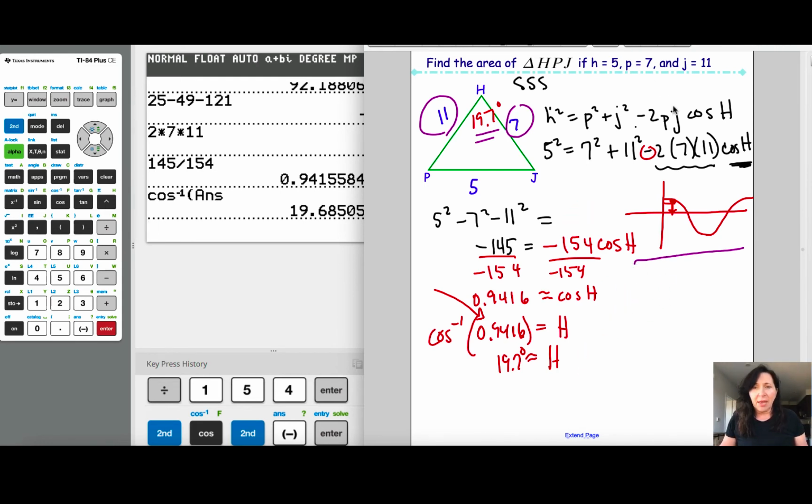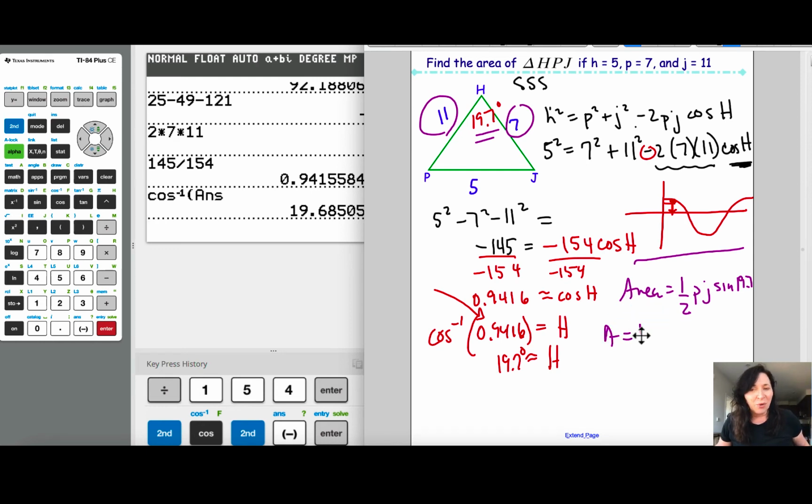So I can say area is equal to 1/2, and then I'm going to use both sides. So I'm going to say P and J, sine, and the angle, 19.7. So I'm going to plug that in. Oh, but I don't have that value yet. Let me put the values in.